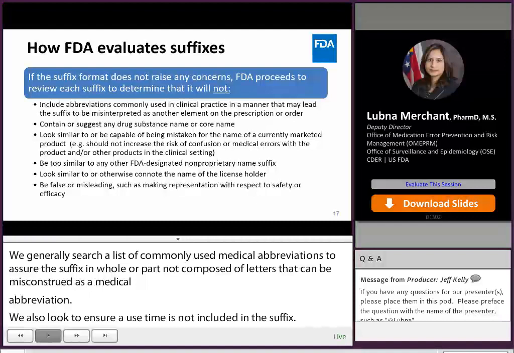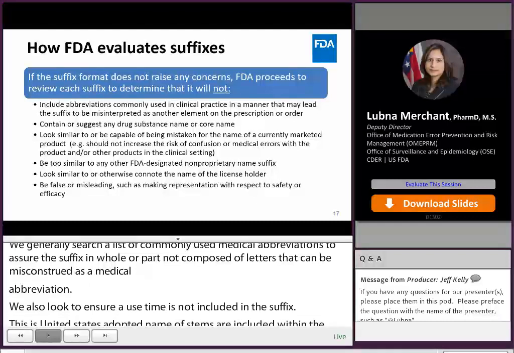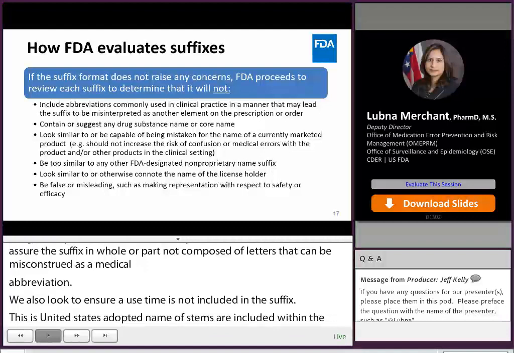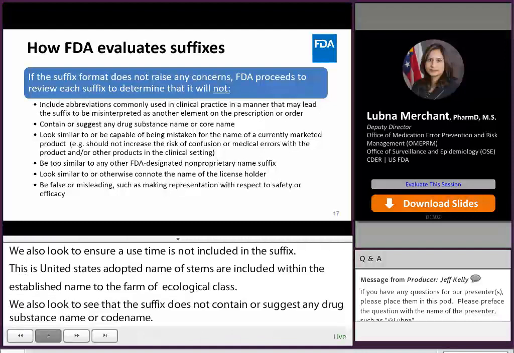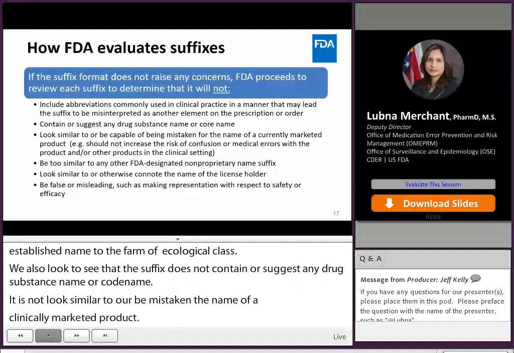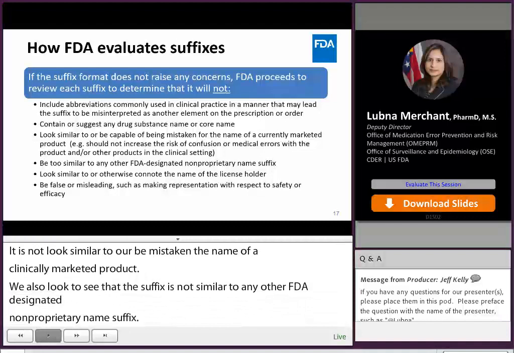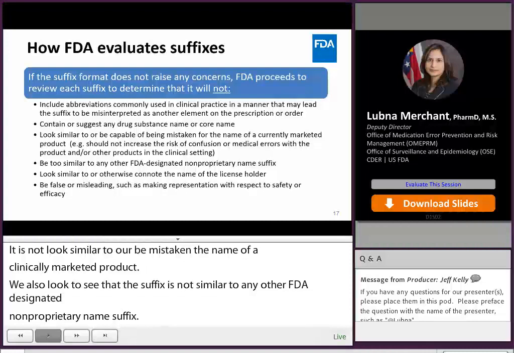We also look to see that the suffix does not contain or suggest any drug substance name or code name. It does not look similar to or be capable of being mistaken for the name of a currently marketed product. We also look to see that the suffix is not too similar to any other FDA-designated non-proprietary name suffix. And for this one, as well as for the previous bullet of ensuring that it does not look similar to a name of a currently marketed product, we use our phonetic and orthographic computer analysis system, and I'll go over that in the next slide in a little more detail.